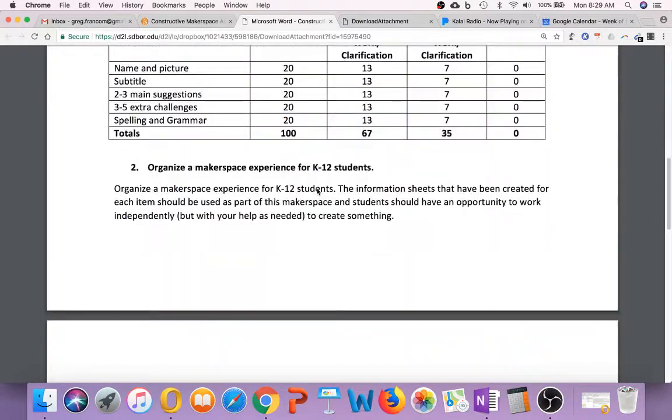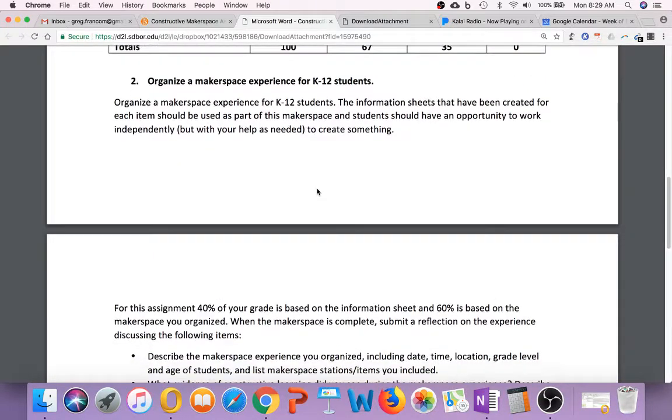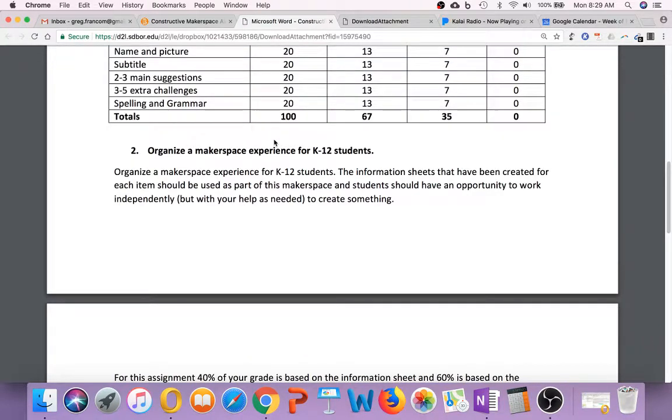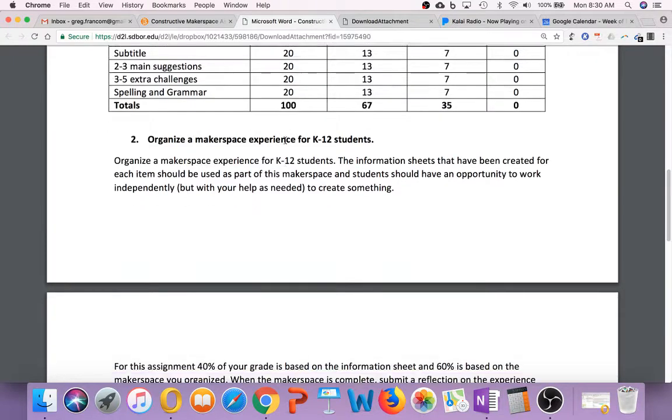The second part of the assignment is not due until the end of class, and that is organize a makerspace experience for K-12 students. Some kind of experience where students have the opportunity to manipulate things, observe the results, articulate and reflect on those results, to engage in constructive learning. And one of the things that I think a lot of teachers get hung up on is that this makerspace does not have to be related to any subject area specifically. It doesn't necessarily have to cover a content standard, for instance. It can just be a time of exploration and creativity. So that's the other part of the process.